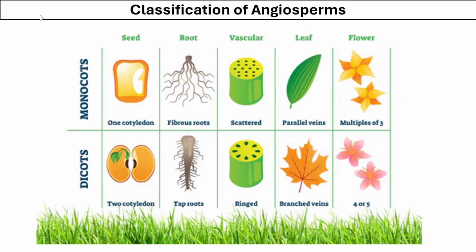In monocots, there is only one cotyledon inside their seed, and in dicots, there are two cotyledons. The root system of monocots is fibrous, while that of dicots is a taproot system. In monocots, the vasculature is present in a scattered manner, whereas in dicots, it is arranged in rings. The leaves of monocots have parallel venation, whereas in dicots they are branched. And the floral parts of monocots are present in the arrangement of threes, and in dicots they are present in the arrangement of fours or fives.